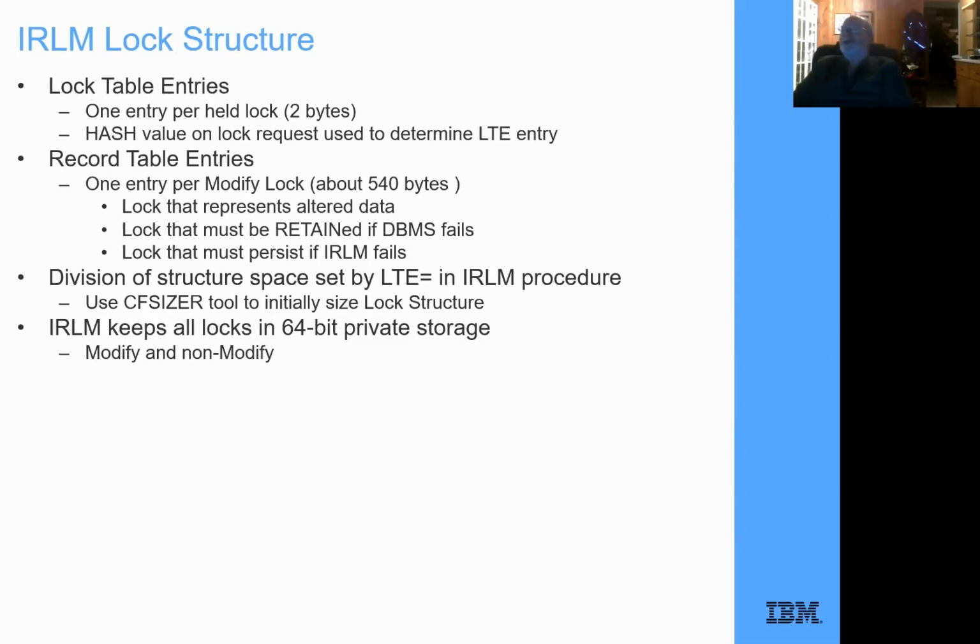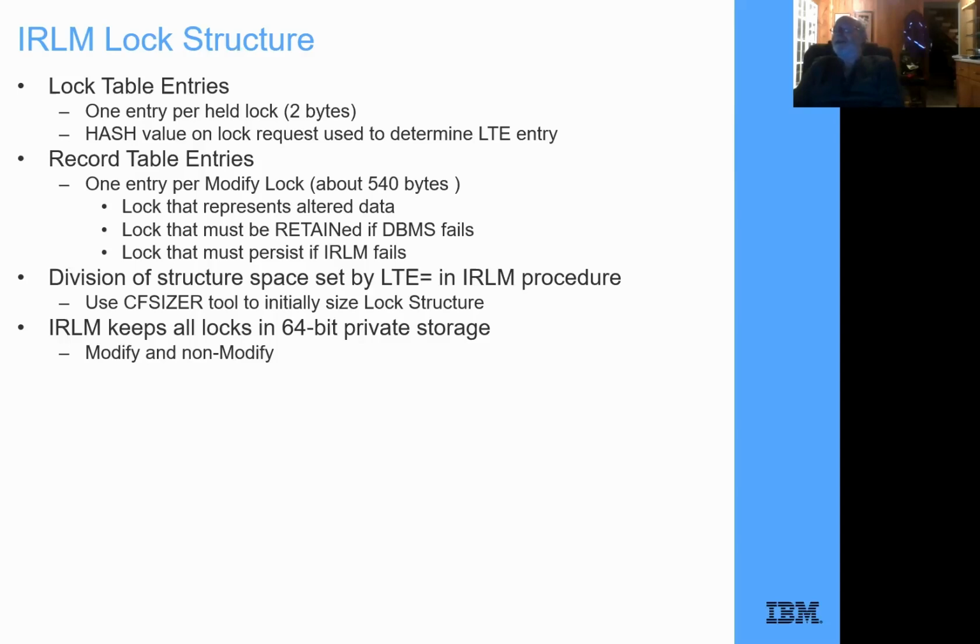So inside the IRLM lock structure, there are lock table entries. There's one entry per held lock, and it's a 2-byte entry. And if you recall, when you make a lock request, you need to hash the variable length lock name to a 4-byte value. That hash value is used to determine the lock table entry. And that way, IRLM can quickly go to that table in the coupling facility, determine if it's empty or not. And if it's empty, the lock can be granted immediately.